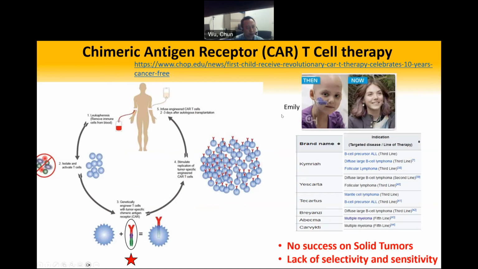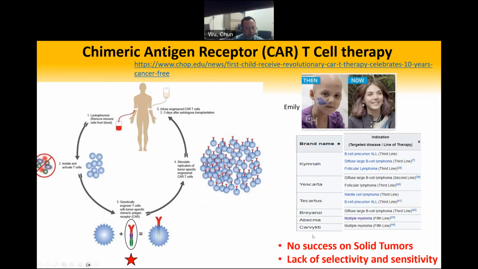Here's an example. Emily was diagnosed 10 years ago with leukemia, which basically would claim her life. Fortunately, she took the T-cell therapy, and here's how she is. The T-cell treatment demonstrates the first case of a cure of cancer, and also potential lifelong immunity. And here are the 6 T-cell treatments approved by the FDA to treat blood cancer.